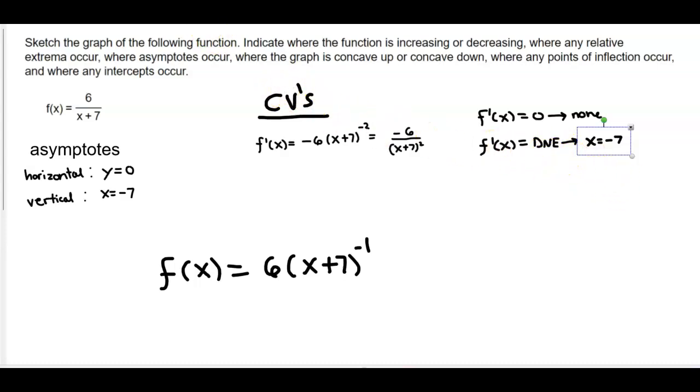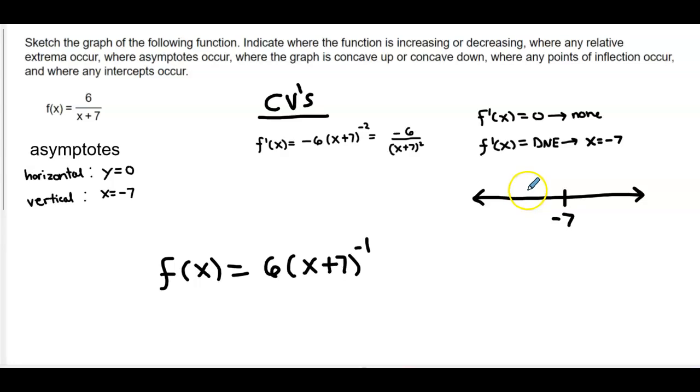So we have no ordered pairs associated with our critical value, so we won't have any extrema. There will be no relative extrema for this function. But that -7 should still go on our number line to determine our intervals of concavity. So, great way to get this done, right?